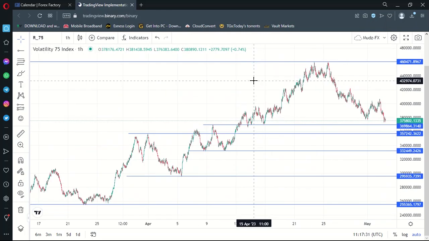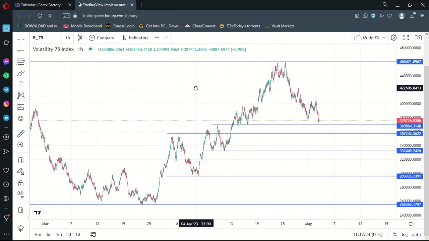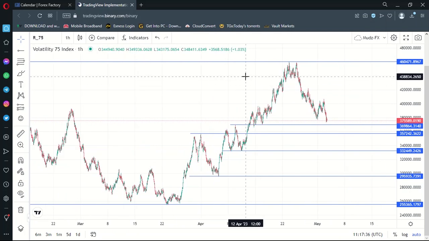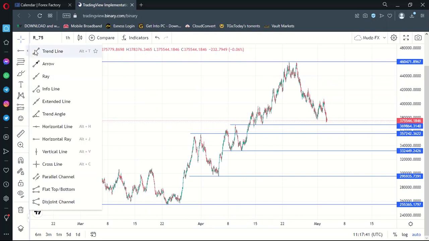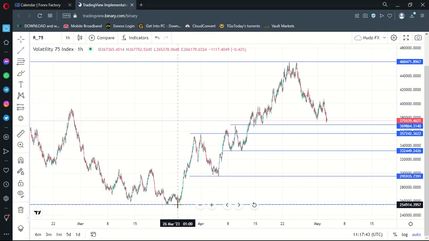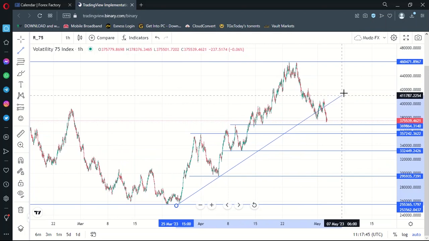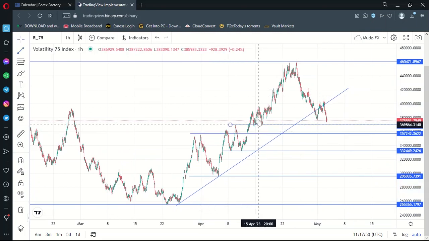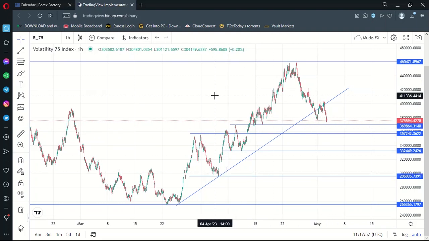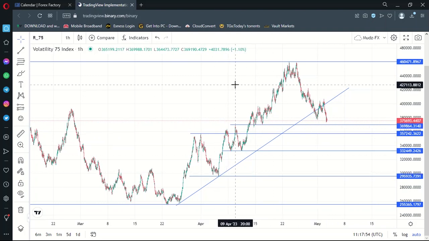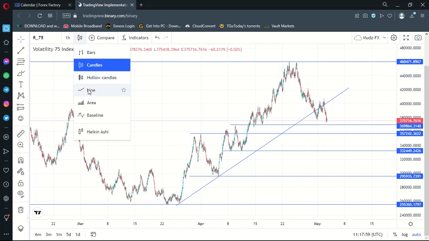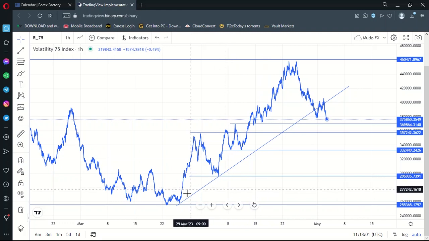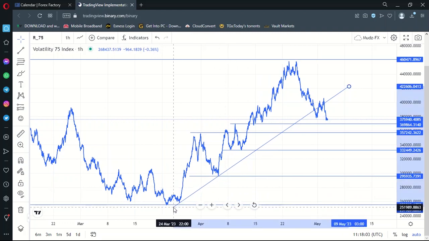So let me just zoom in. The next thing we're gonna do is draw a trend line from the first touch to the second touch. For me to get clear touches, what I usually do is I change from the candles to line chart, and now we can see clear.